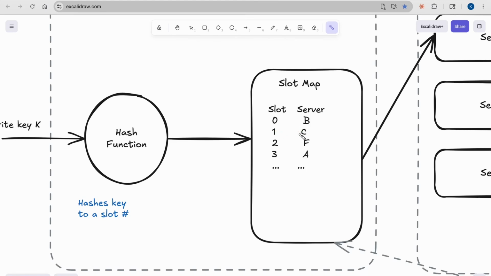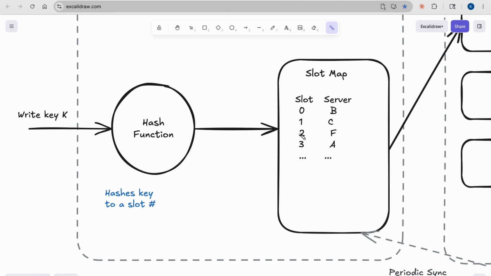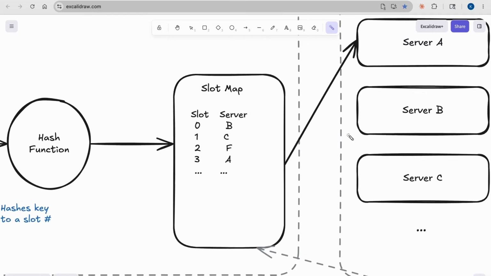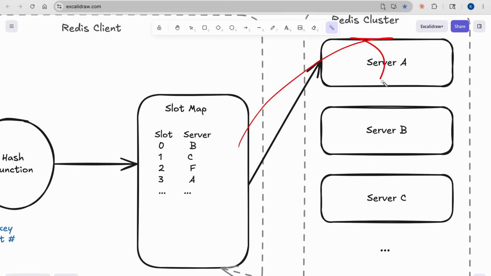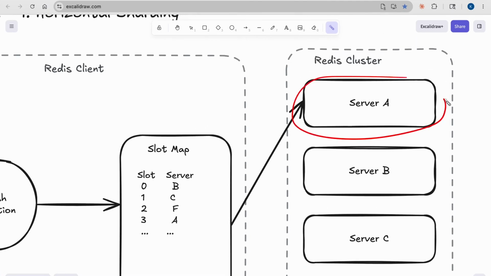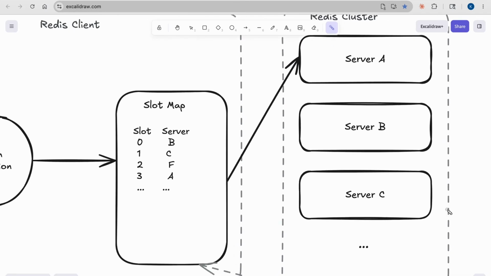Whenever a client makes a request, it will find this slot number and know which server to write to. So just a simple example: whenever I want to write a value, it hashes the key to determine the slot number, looks up the server responsible for that slot, and sends the write request to that server. By doing this, we have spread our data across servers like server A, server B, and server C.